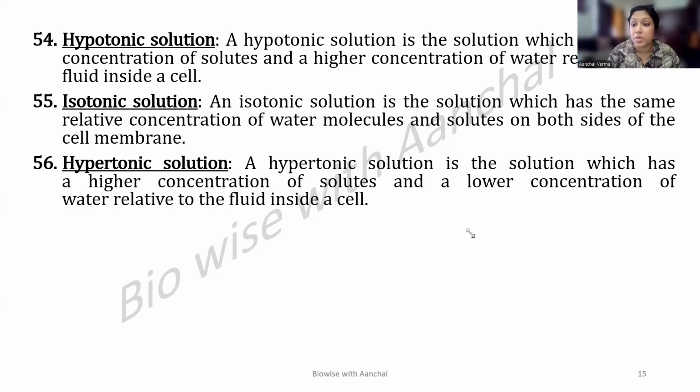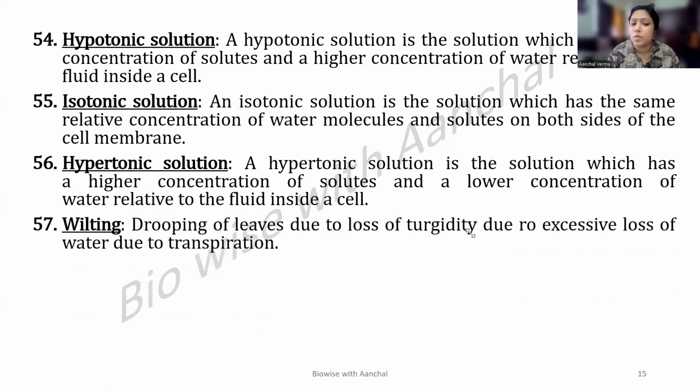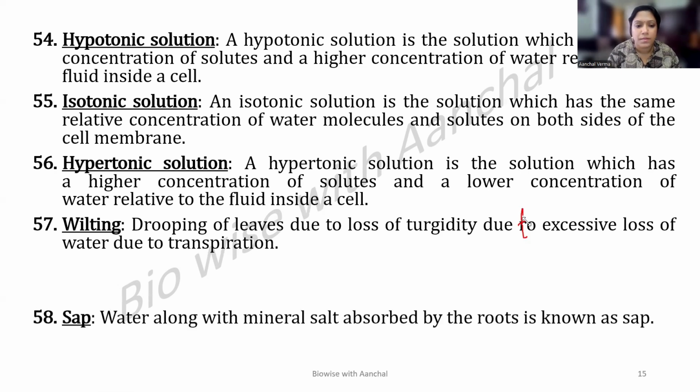So, hyper means zyada, hypo is less. Wilting is drooping of leaves due to loss of turgidity, due to the excess loss of water due to transpiration.